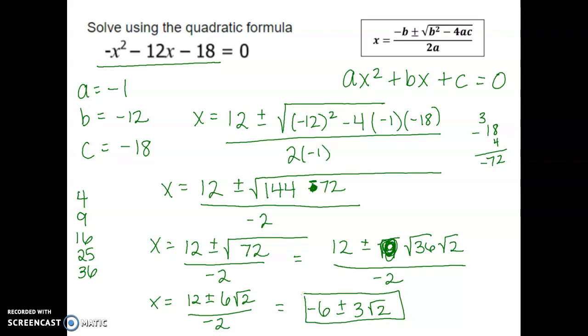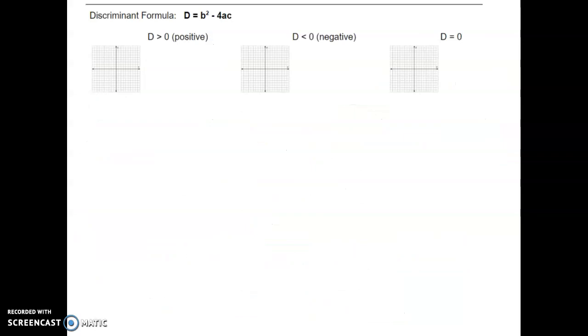Okay, let's talk about the discriminant. So the discriminant is just the b squared minus 4ac part of the quadratic equation. And what this tells us is if it's a positive number, your graph is going to cross the x-axis in 2 places, which means you're going to have 2 distinctly different answers. If it's negative, that means that your graph never crosses the x-axis, so you actually don't have any real solutions, real roots. If it's equal to 0, that means you have exactly 1 solution.